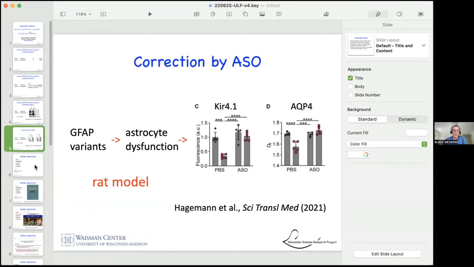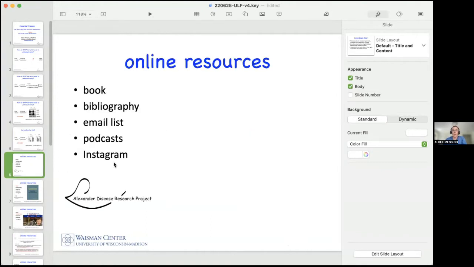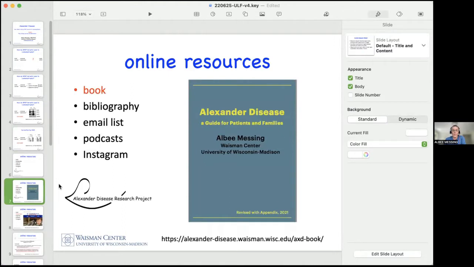Okay, so let me move on to the next part of the talk, online resources. And the web is a dangerous place to be because you can find lots of things out there, and some of them are old and inaccurate, and they really can get you very confused if you don't have some sort of a guide. So that's what I tried to put together here, online resources that are for the most part free. The first one I'll mention is this book that I put together.